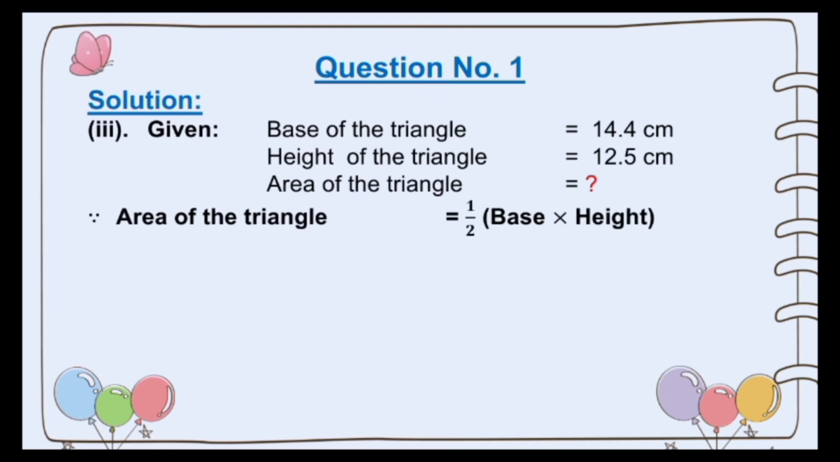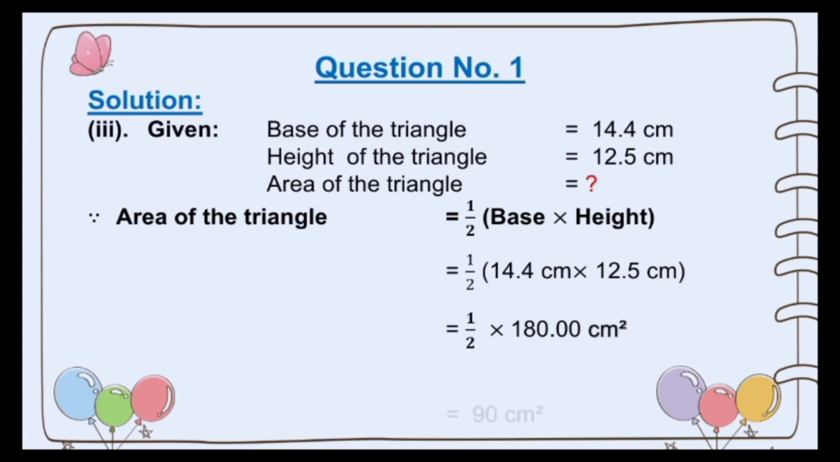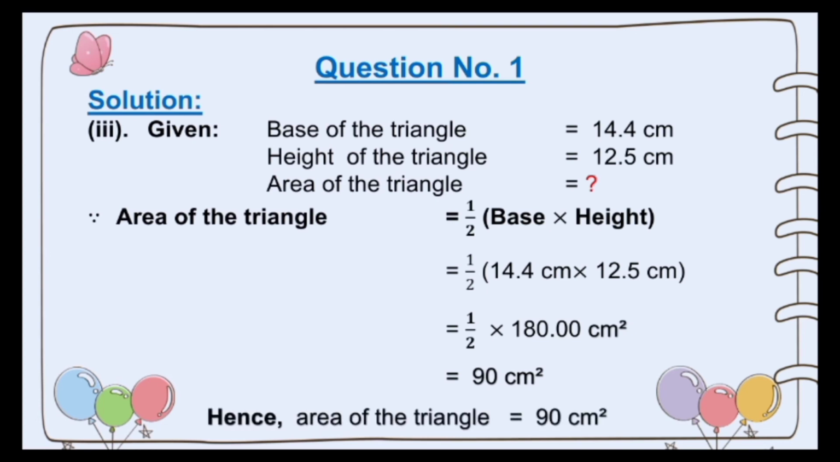As we know, the area of a triangle is half base times height. Now by putting the values in this formula, half, 14.4 centimeter times 12.5 centimeter, which is 180 centimeters squared. 180 divided by 2 is 90. Hence, area of the triangle is 90 centimeters squared. Here we have solved one part of the question. Now you have to solve the remaining parts in your notebooks in a similar way.